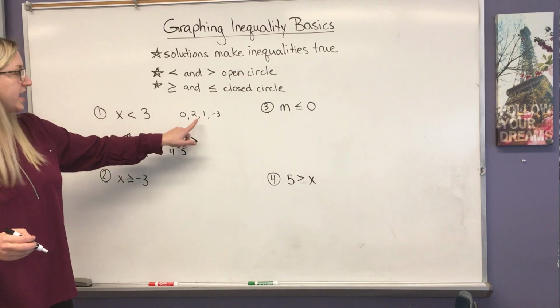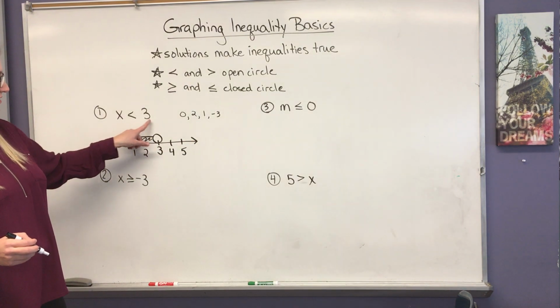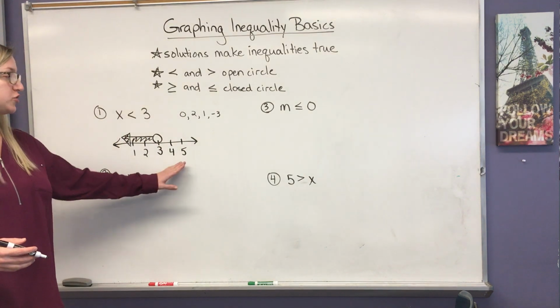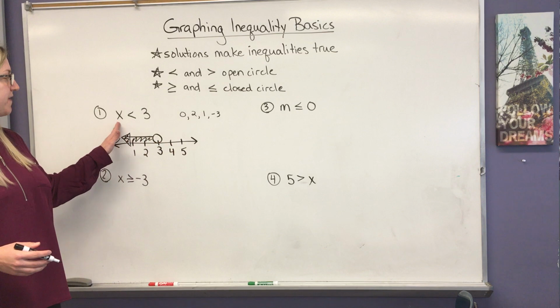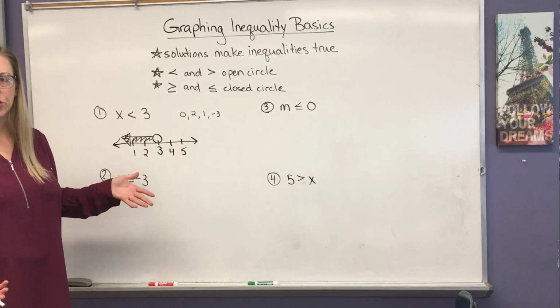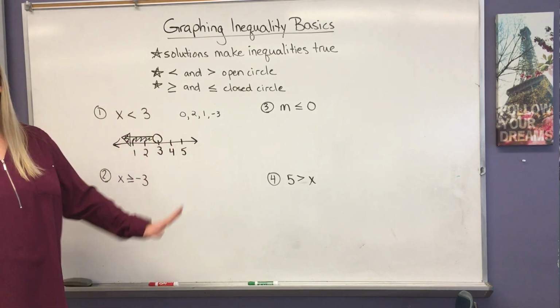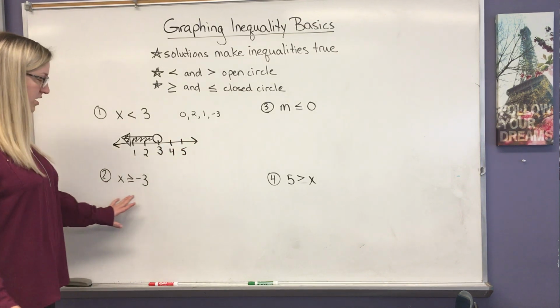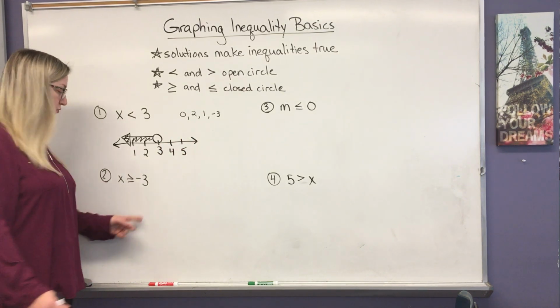Again, I can double check. 2 is less than 3. 1 is also less than 3. Some non-solutions would be like 5. 5 less than 3, well, that's not true. So that's a false statement, which is why I shouldn't have shaded it, because it's not a solution. So I can move on to number 2.